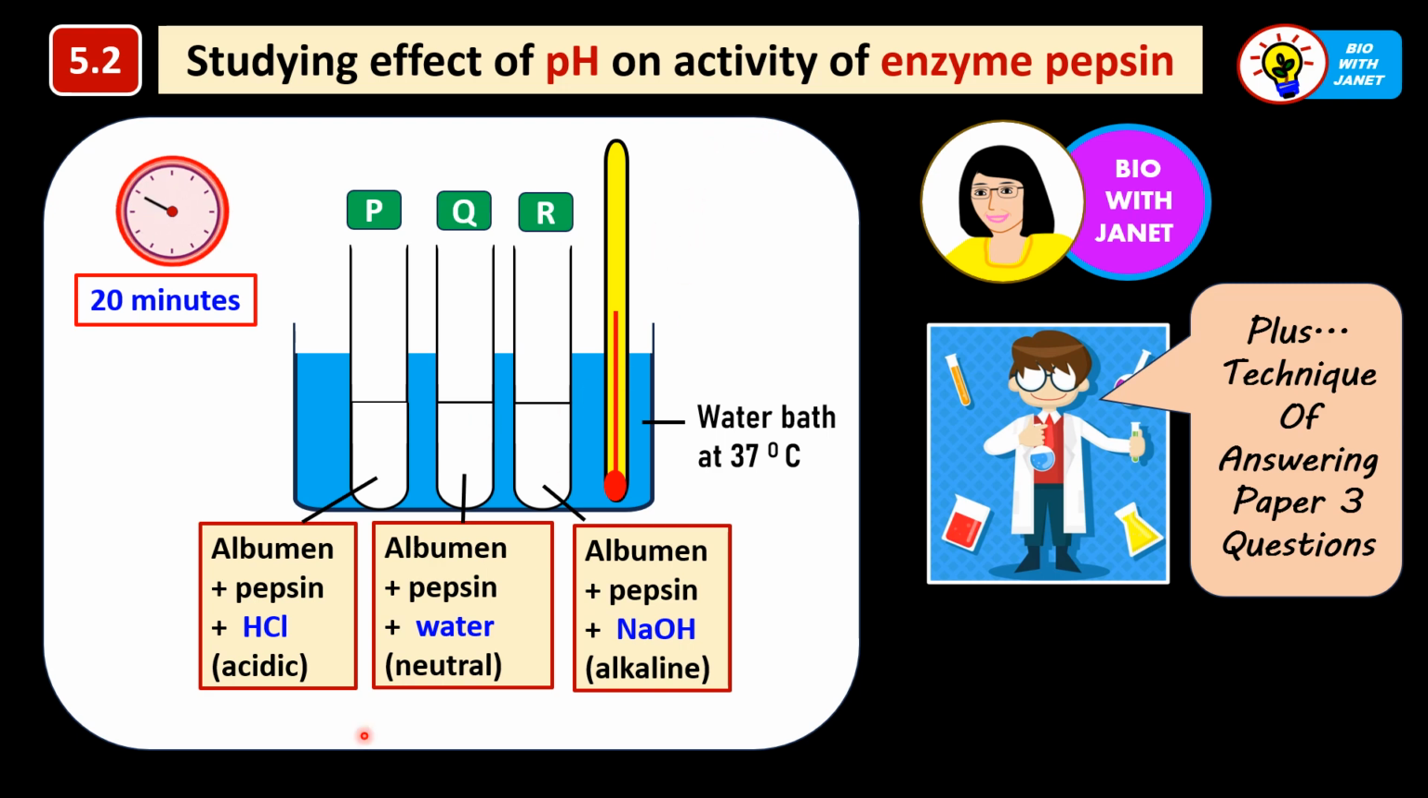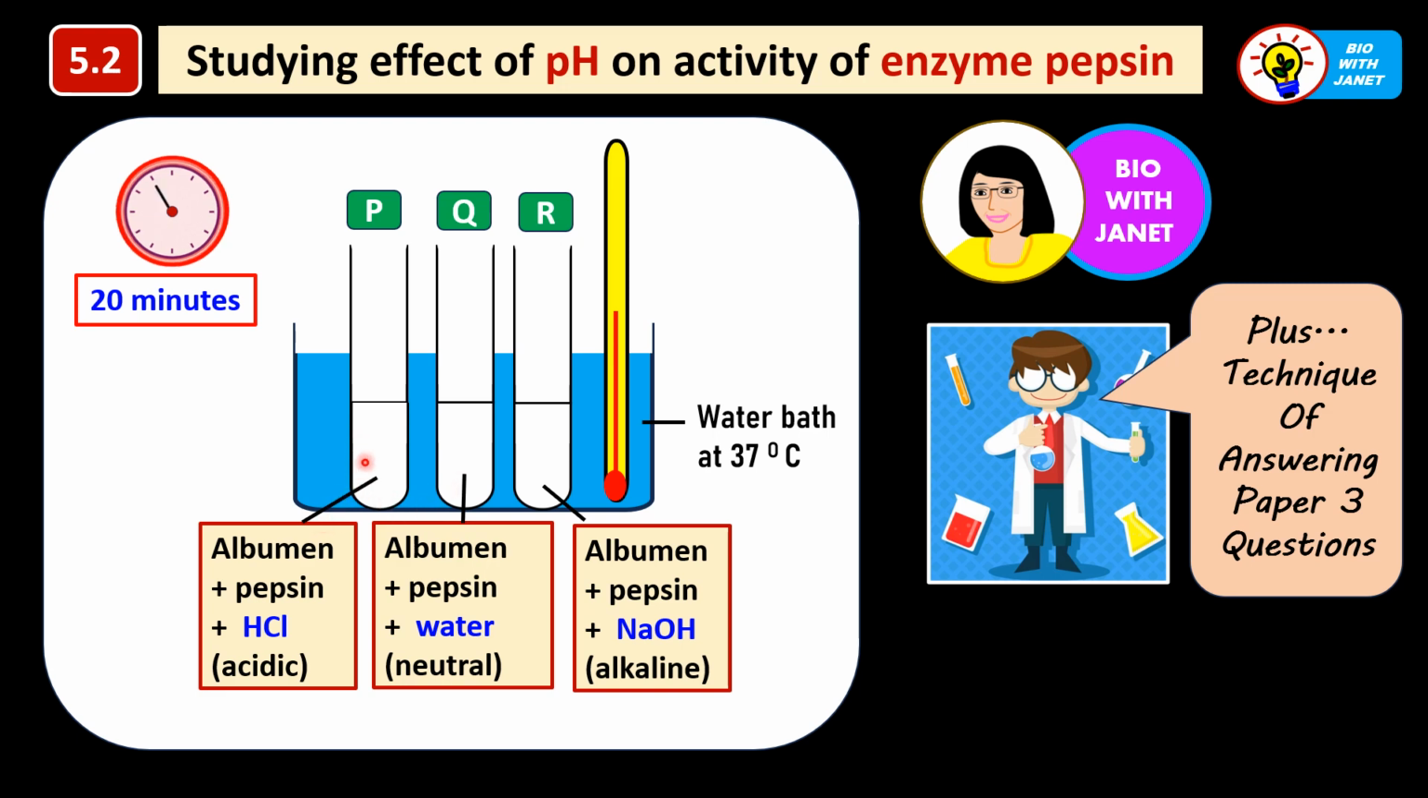So we prepare 3 test tubes P, Q, and R and fill them with albumin and pepsin. Albumin contains a type of protein, pepsin is the enzyme, and albumin is the substrate. All 3 test tubes have albumin and pepsin, but there's one difference, and that is the pH of the reaction medium or the mixture.